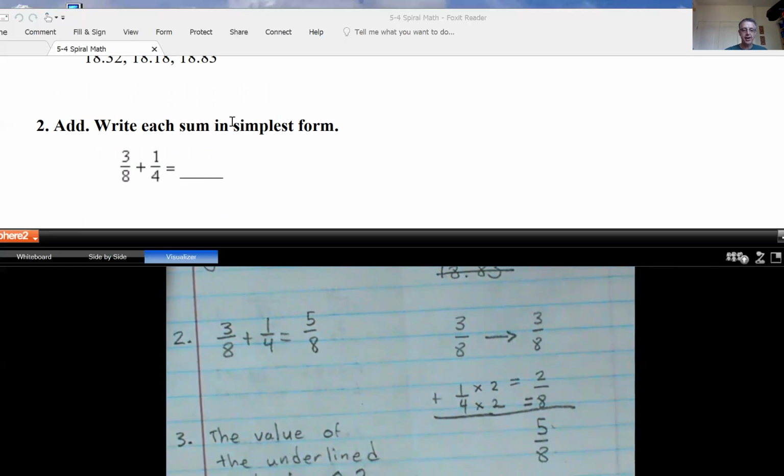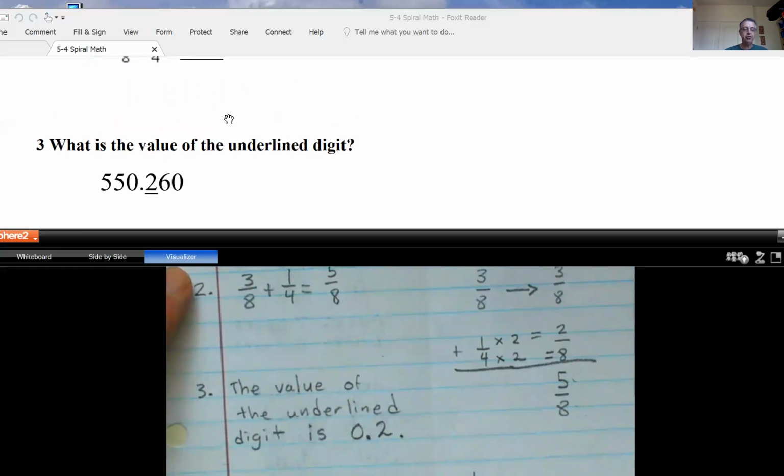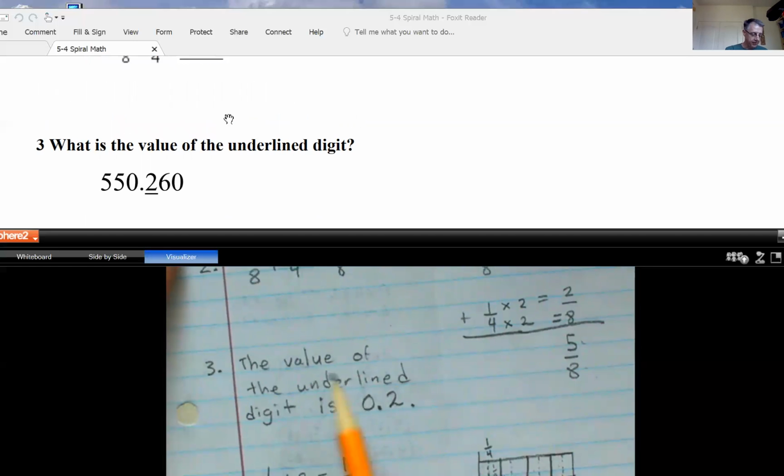Let's take a look at number 3. On number 3, you find the value of the underlined digit. The value of the underlined digit is 0 and 2/10. You could have also written that out in word form too.